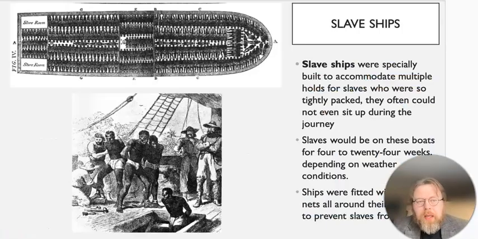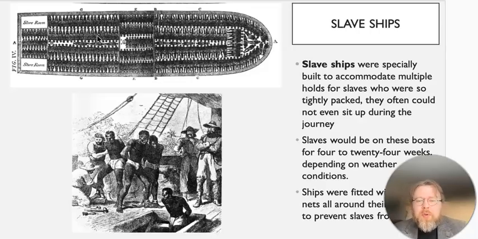Once slaves arrived at the port, they were quickly loaded onto slave ships and transported to the New World. And that was a journey that could take anywhere from 2 to 4 months, depending upon the currents, depending upon the final destination, that kind of thing. So this gives you a diagram of just how densely packed those slave ships could be. There was so little room that oftentimes slaves couldn't even sit upright during the journey. And the conditions on these slave ships were absolutely excruciating.